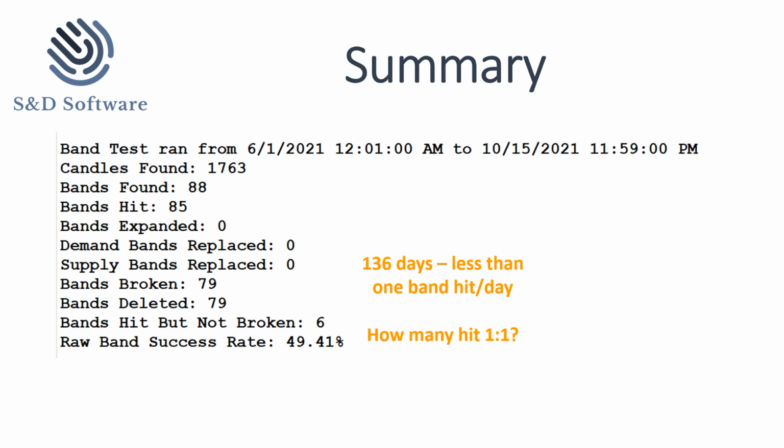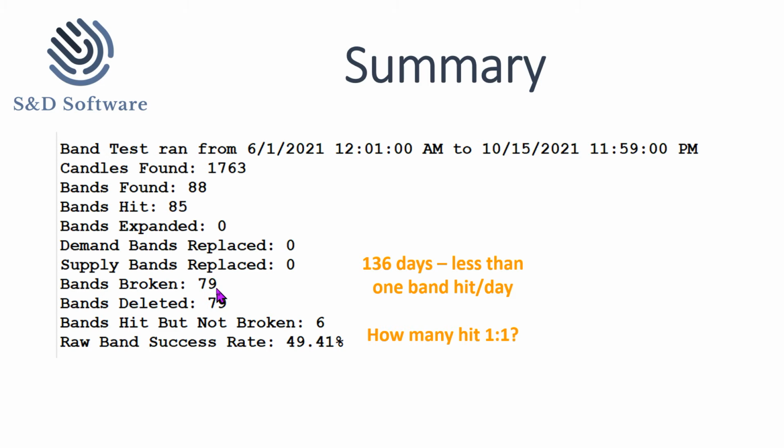And then let's talk about the summary information. So when you look at the summary, it shows you the number of candles found on the chart, and that can be beneficial if something happens and you've loaded some data and maybe you had some pending data and the test ran before that information was finished loading. You might see a number of candles that is much lower than you anticipated, so that can help you see that. It tells you the number of bands that have been found, hit, and also it tells you the number of bands that have been broken.